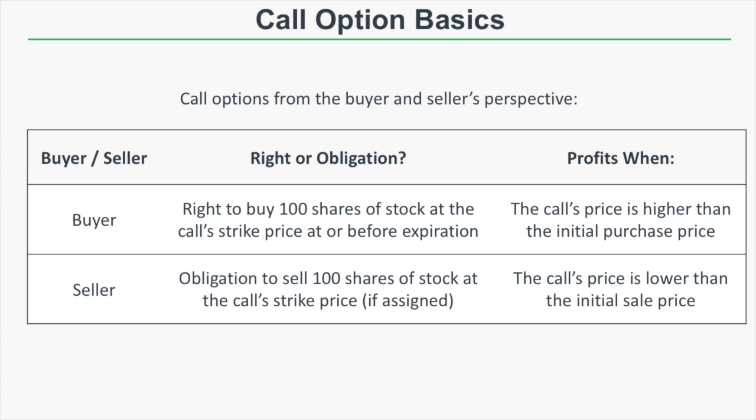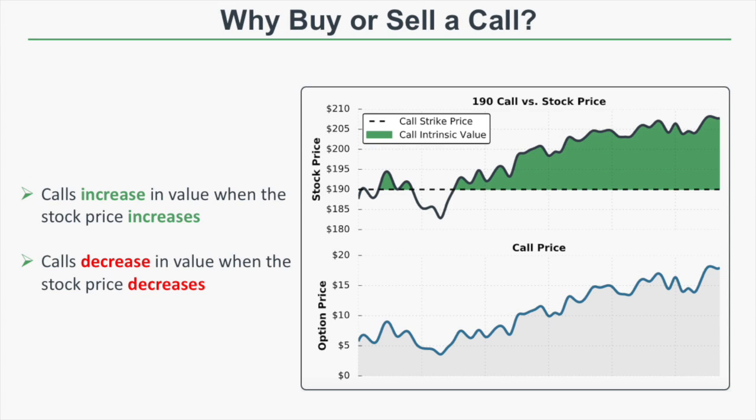Now let's look at an actual call option example to see how the option's price changes when the stock price changes. Since a call option represents the ability to buy 100 shares of stock at the strike price of the option, call options increase in value when the stock price increases and decrease in value when the stock price decreases.